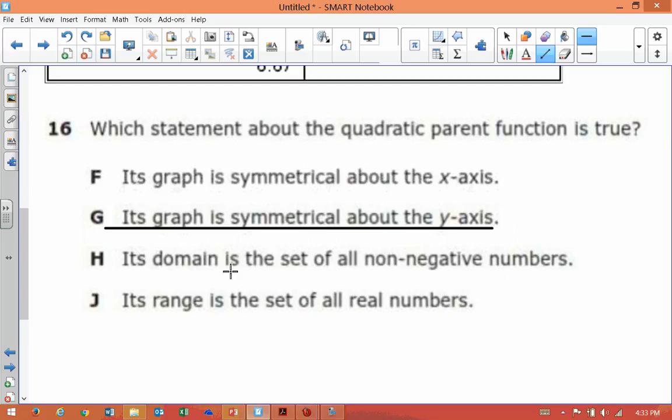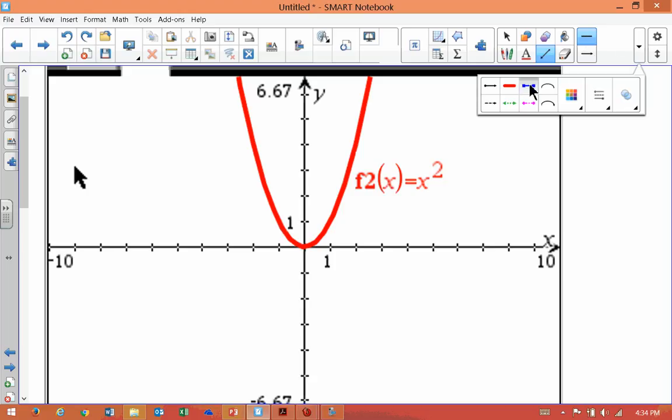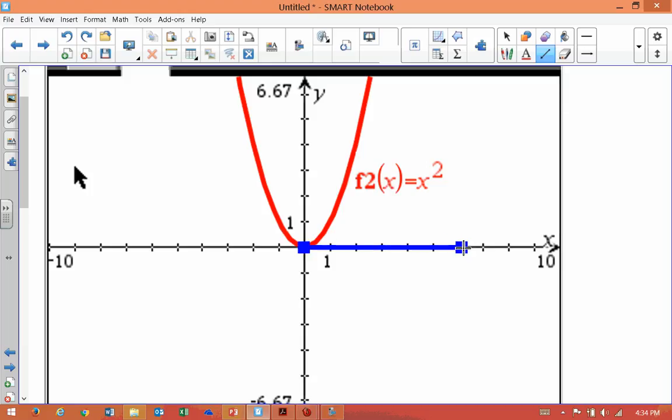Let's look at this. Its domain is the set of all non-negative numbers. What are all the non-negative numbers? If we're talking about domain, then we know we're talking about the x-axis. So let's put a blue line. If we're talking about all the non-negative numbers, then the first non-negative number is 0, and then it just goes on and goes on. That would be the set of all non-negative numbers.